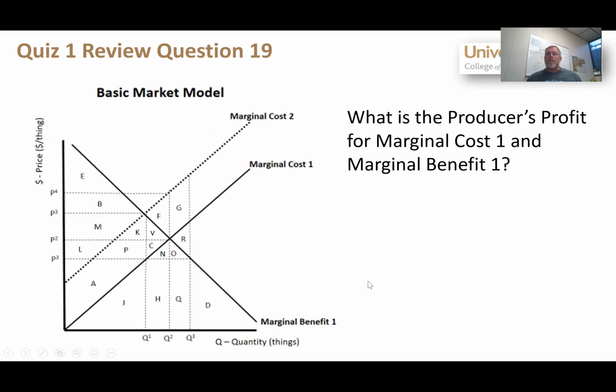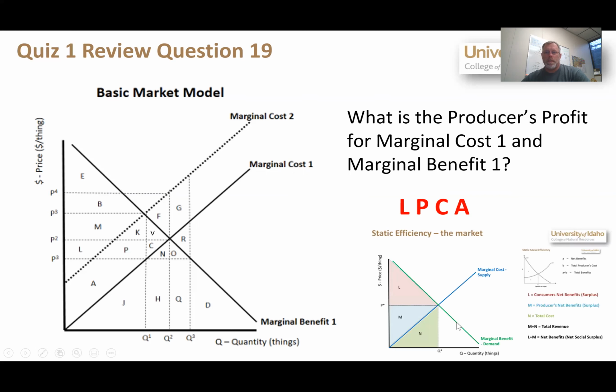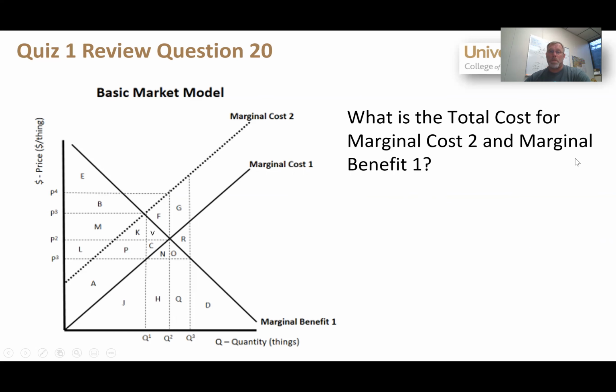Okay, so we get into our graphing. You're going to have to look at something like this and pick out the points that make sense. What am I asking for? Producer's profit. Marginal cost 1 is the solid line. Marginal benefit 1. What is the producer's profit here? Here it's LPCA, that triangle below the price line but above the marginal cost. So M on this one, and LPCA gives you that area for marginal cost 1, marginal benefit 1.